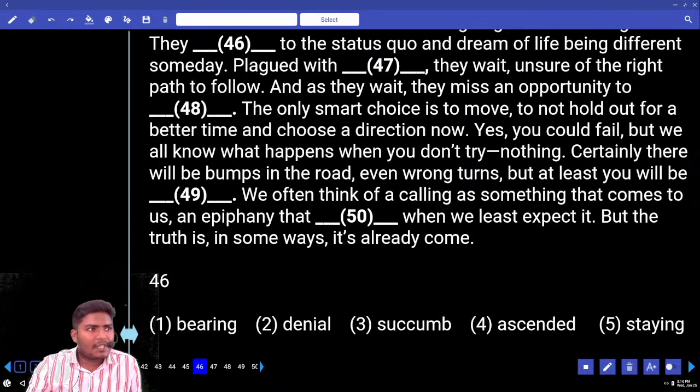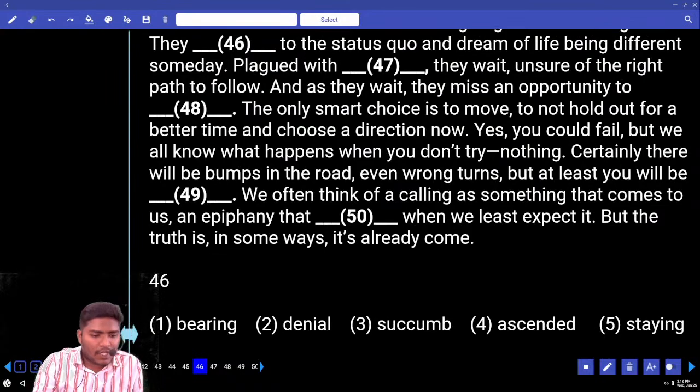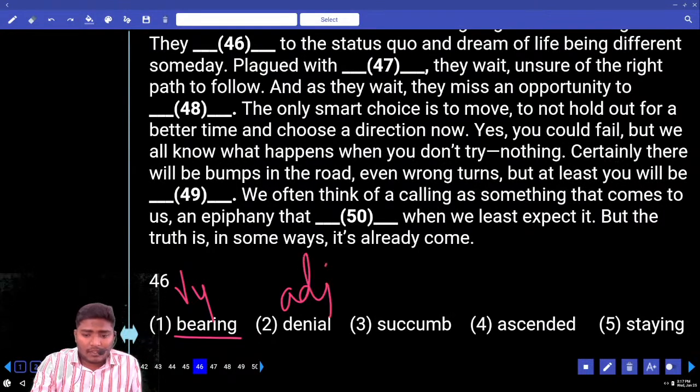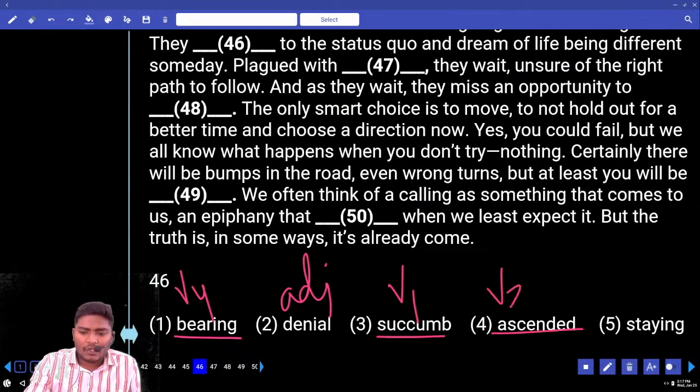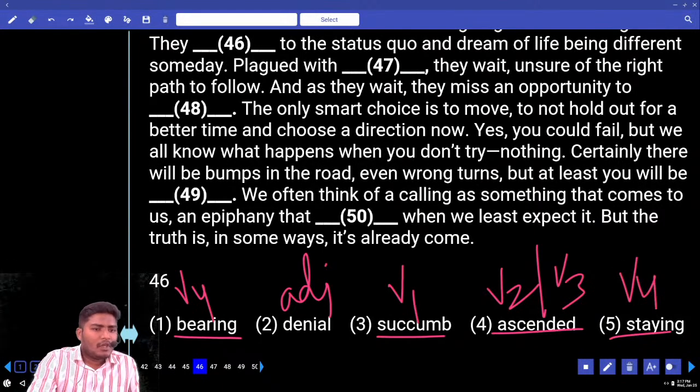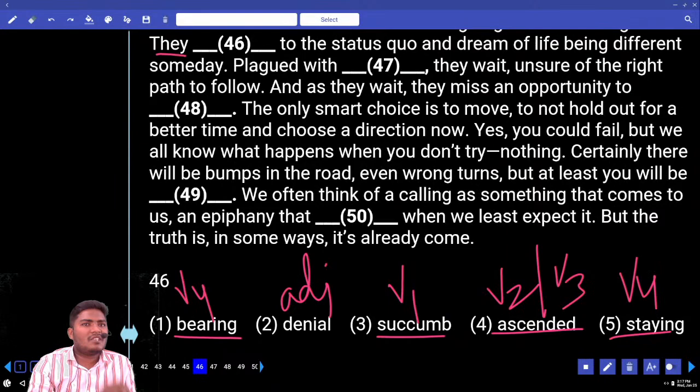Okay, first tell me the parts of speech of these words. Look at the first one in the options. Bearing, what is that? V4. Denial, what is that? Adjective. Next one, succumb is V1. Next, ascend is V2 or V3. Next, staying is again V4. Now the subject that we have in the beginning is "they".